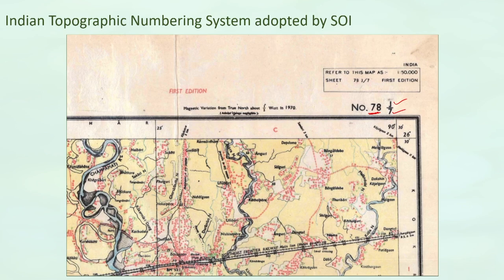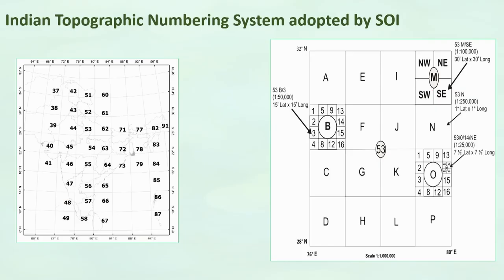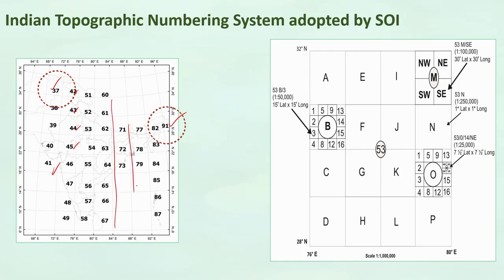Now, this is a hard copy topographic map. How is this numbered? Okay. Now, look at the screen. India is divided into many grids like this, as you can see on the screen. Starting from 37 up to 91. Column 37, 38, 39, 40, 41, 42, 43, 44, 45, next 51, 52, 53. So, column wise they are coming, right. From 37 to 91 they have divided the Indian region into many grids, okay.